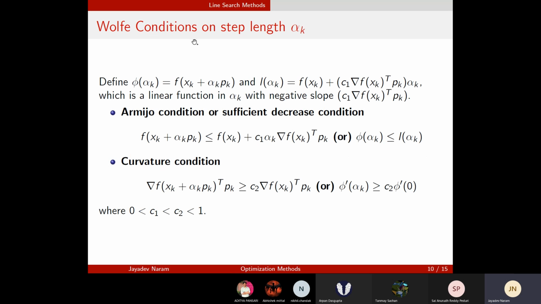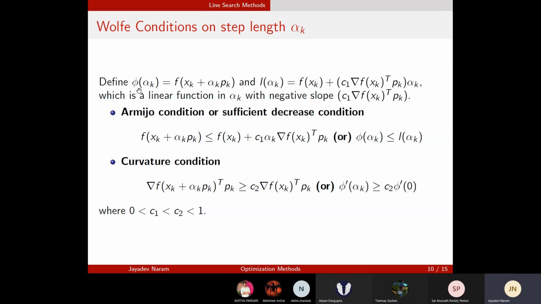Here, Wolfe conditions are one set of conditions which are inexact criteria for selecting the step length. So basically, what the Wolfe condition says is there are two sets of conditions. If your step length satisfies both of them throughout your iterations, like if you pick an alpha k in every iteration such that these two conditions are satisfied, then convergence will be reached. We'll look at that result later, but let's first focus on what these conditions are.